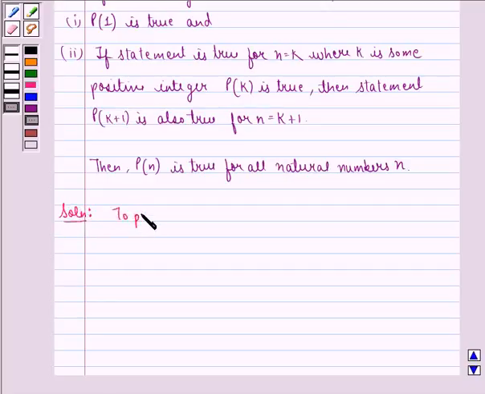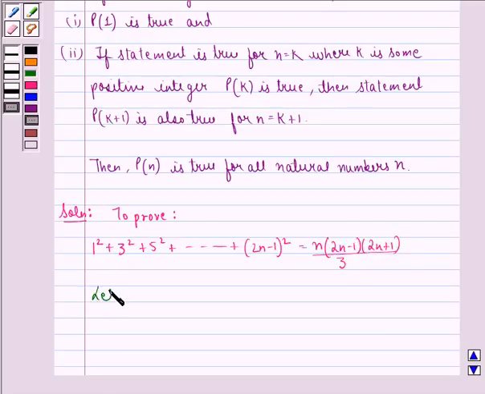We have to prove that 1 square plus 3 square plus 5 square up till (2n minus 1) the whole square is equal to n into (2n minus 1) into (2n plus 1), this whole divided by 3. Let P at n be 1 square plus 3 square plus 5 square up till (2n minus 1) the whole square is equal to n into (2n minus 1) into (2n plus 1), this whole divided by 3.